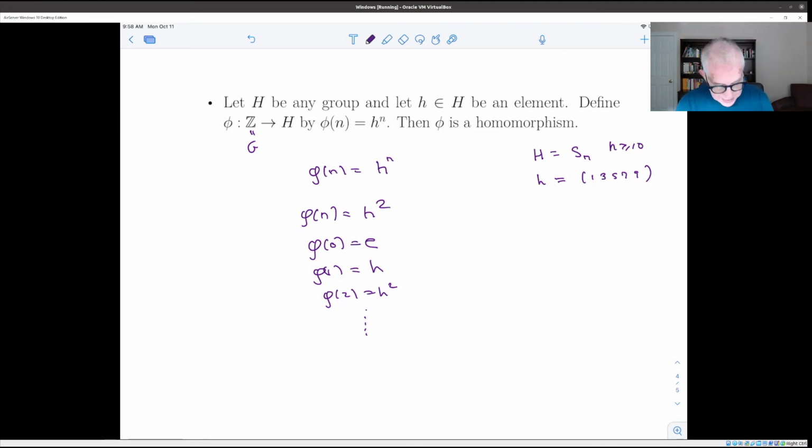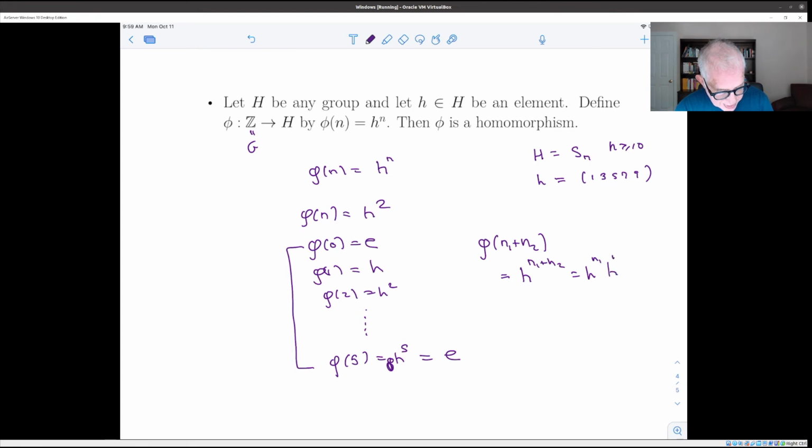And in this particular case, since this is a 5-cycle, phi of 5 is going to be h to the 5th, which is the identity. So this isn't an isomorphism because phi of 0 is also the identity. It can't really be an isomorphism because multiple powers of h only give you 5 different elements. But it is a homomorphism because phi of n1 plus n2 is h to the n1 plus n2, which is h to the n1 times h to the n2.